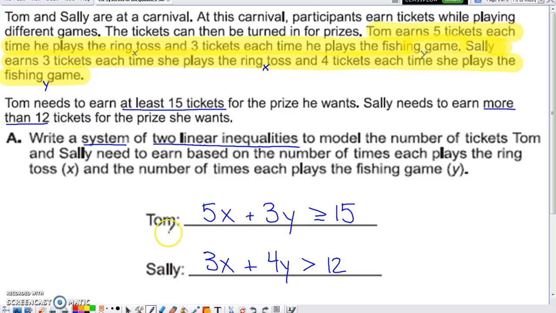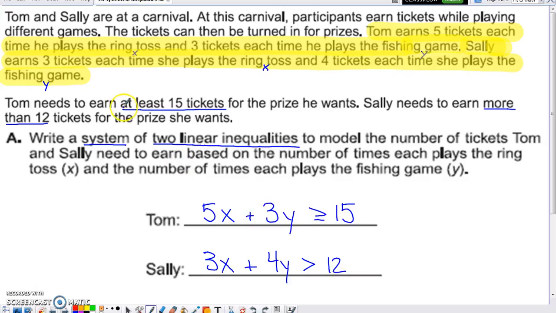And I realized, okay, for my linear inequality for Tom, he's going to earn 5 tickets every time he does the ring toss. So how many tickets is he going to earn if he plays the ring toss 5 times? Well, 5 times 5. Well, what if he only plays the ring toss X times? He's going to earn 5 times X. I'm going to add on the number of tickets that he's going to earn by playing the fishing game. He gets 3 tickets every time he plays, so 3 times the number of times he plays is going to represent the total number of tickets he earns from playing these 2 games.